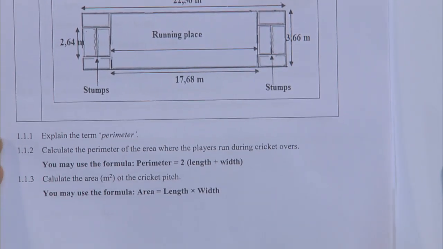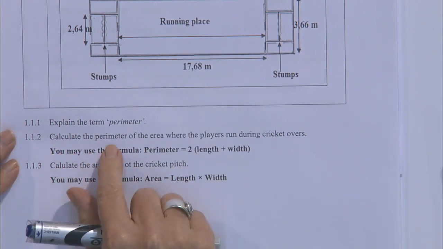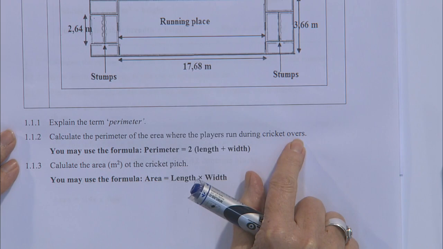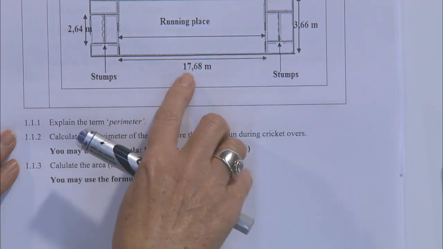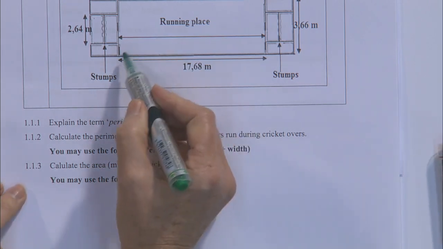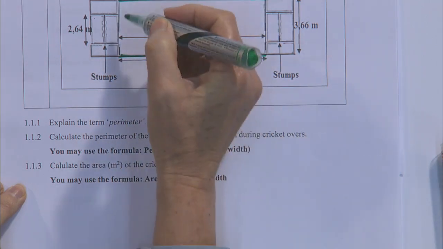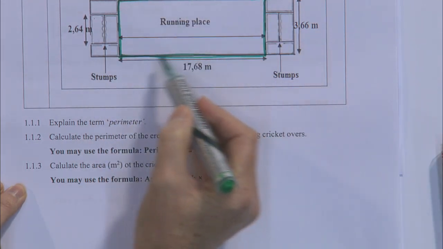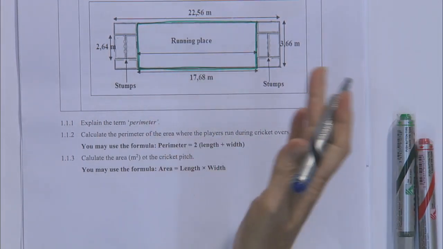Let's move along to question 1.1.2. It says, calculate the perimeter of the area where the players run during cricket overs. So where they run, the running place. It will be 17.68. Remember, we're doing the perimeter where they run. So we're going to do the 17.68 and another 17.68, 3.66 and 3.66. Then we have the perimeter of the running place where they run during cricket overs.